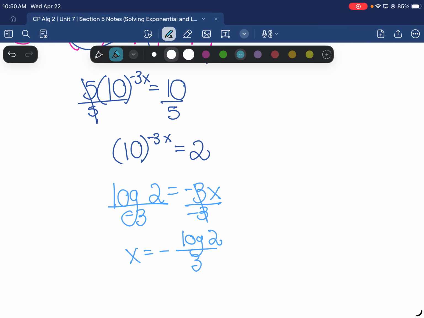Are you allowed to put 10 in your exact? Sure. Yeah, as long as it's the base.